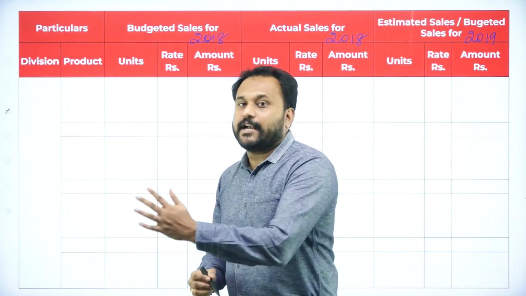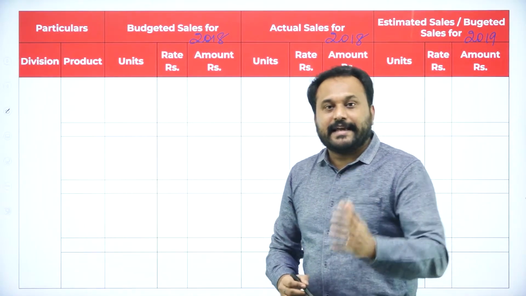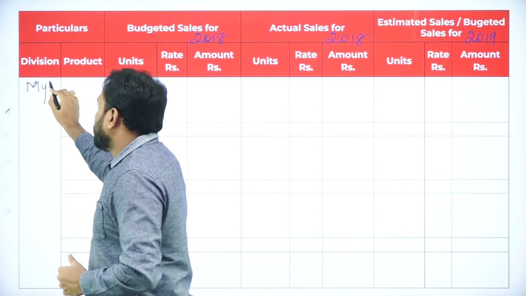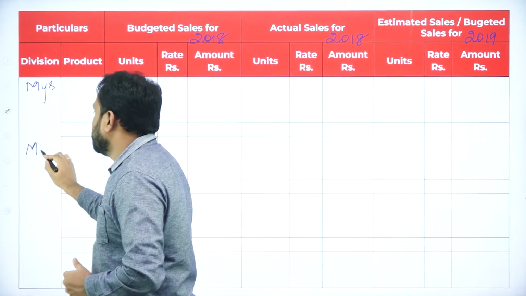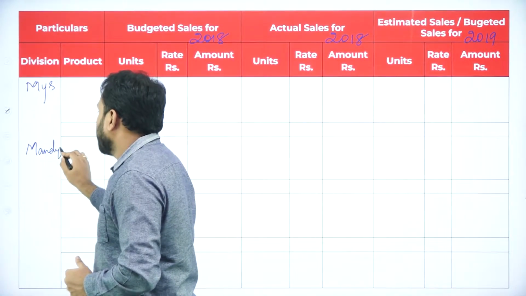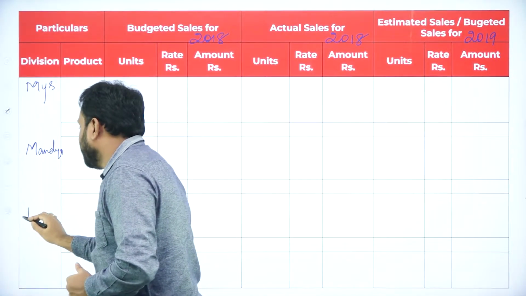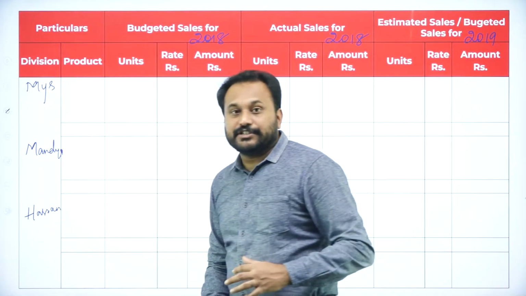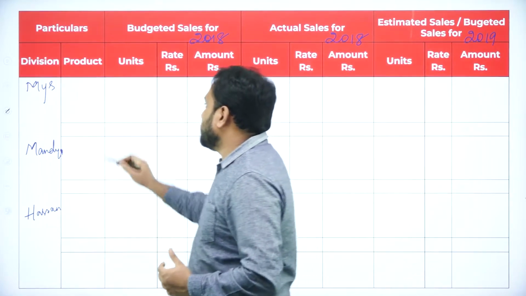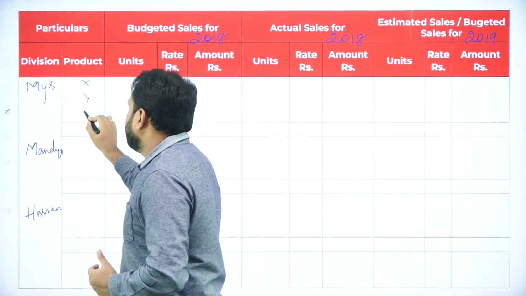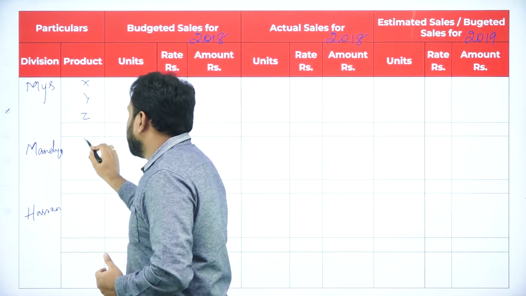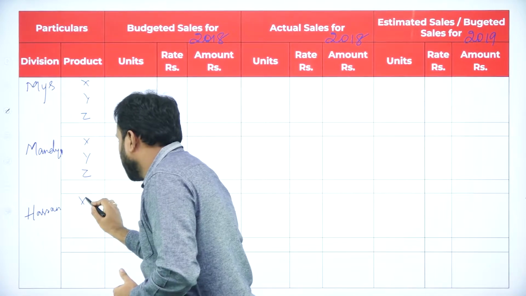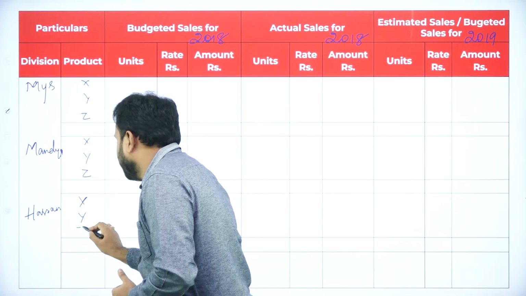Mysore, Mandya and Hassan. How many products are there? X, Y, Z. So the first division here will be Mysore. Next division is Mandya. We'll write it. Next we have Hassan. So there are 3 sales divisions. How many products are there? X, Y, Z. We will write here X, Y and Z. Here same X, Y, Z. X we have, then Y we have and Z.